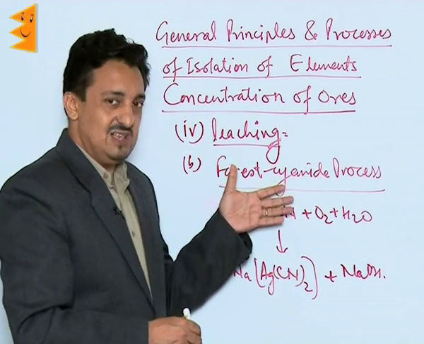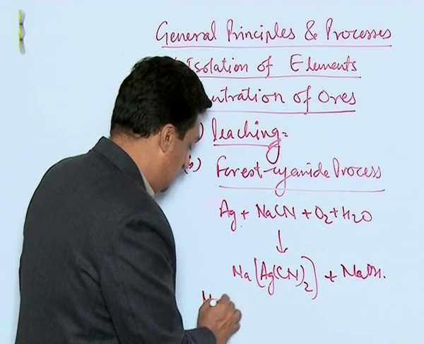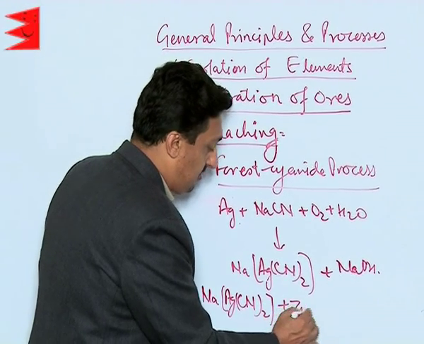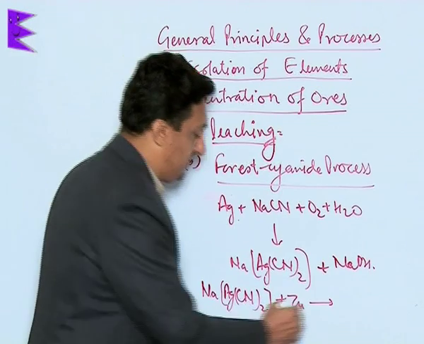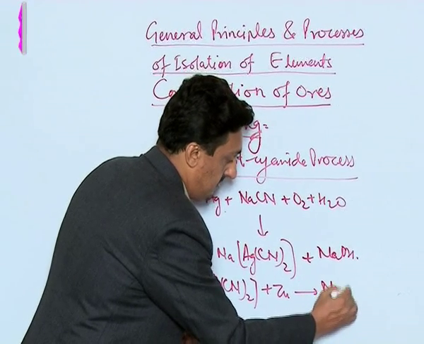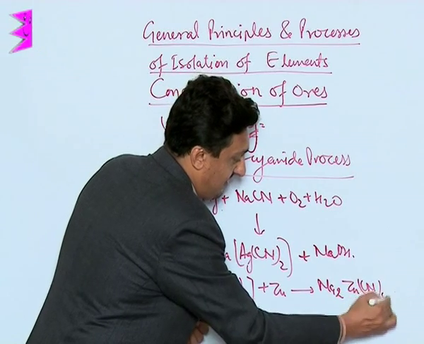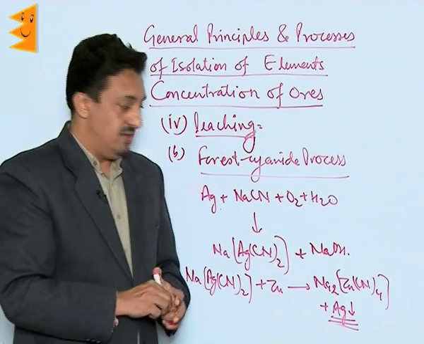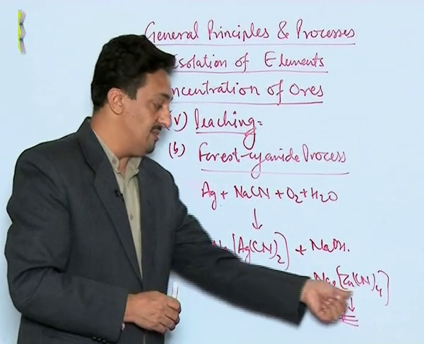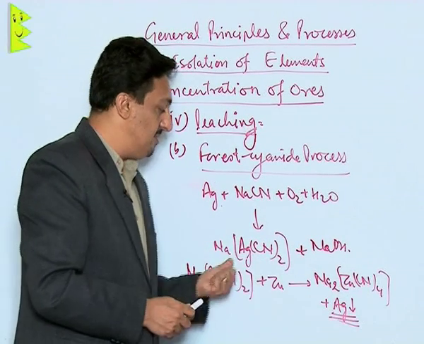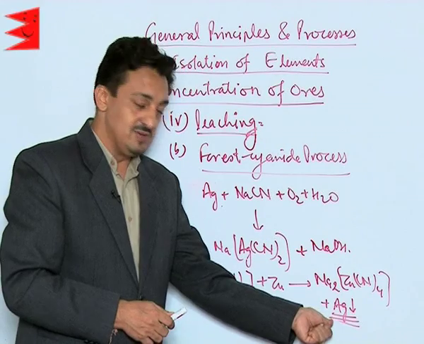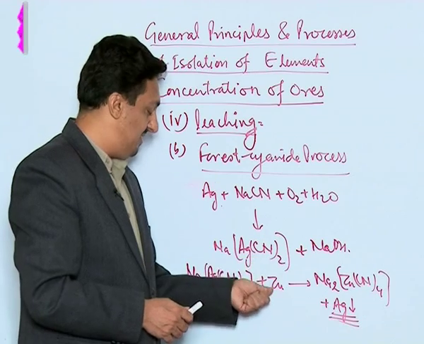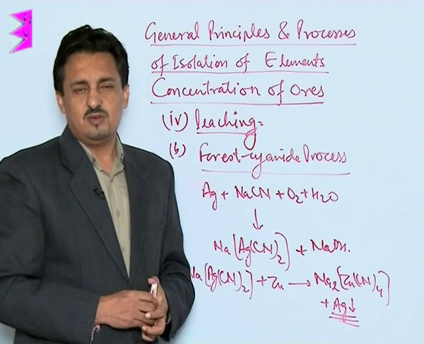Then, though it's not a part of the basic leaching, this complex of silver is treated with more electropositive metals like zinc, which reduces silver and replaces it from the complex, and this is how we get the silver out. Zinc itself forms a complex, sodium tetracyanidozincate(II). So this is how it can be reduced back to silver, and by this normal redox process, which is basically a displacement reaction, we can take out silver from the complex.